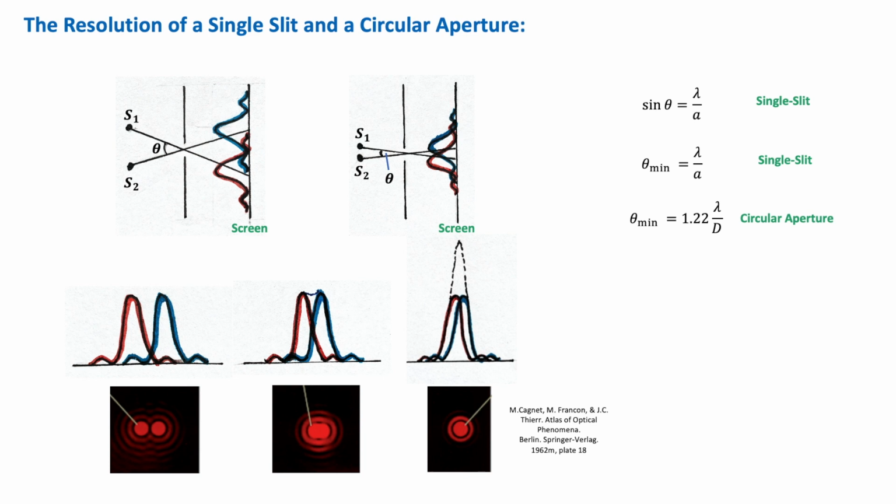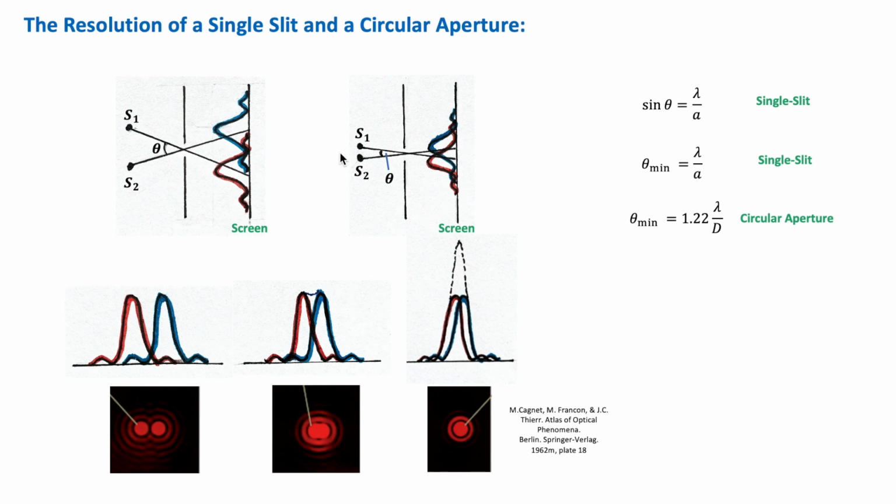So in the previous section, we have found that the first minimum for a single slit diffraction pattern is at the angle that satisfies sine theta is equal to lambda over a, where a is the width of the slit. And according to Rayleigh's criterion, this angle is the smallest angle separation for which the two sources are resolved, because it corresponds to the situation when the central maximum of one image falls on the first minimum of another image, okay?